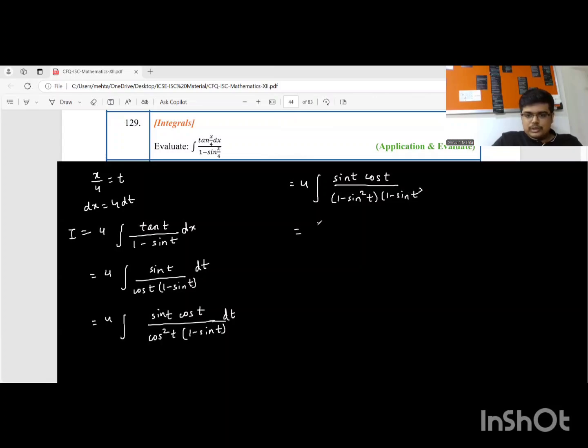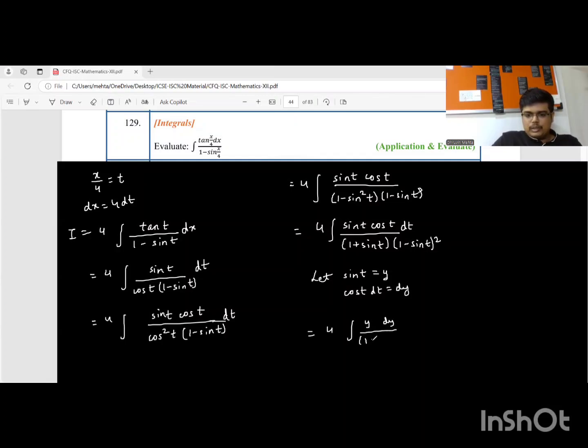You keep solving this, students. We have sin t into cos t. 1 minus sin square t is 1 plus sin t into 1 minus sin t using a square minus b square. This will become 1 minus sin t, the whole square, students. And now you take sin t as something. I'll take it as y. So cos t dt is dy. So now, students, this question becomes 4 y dy upon 1 plus y and 1 minus y the whole square.